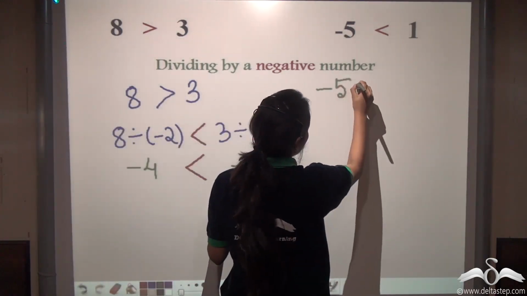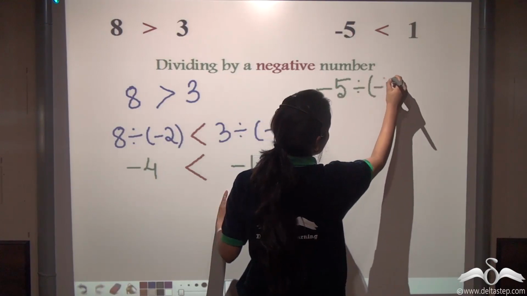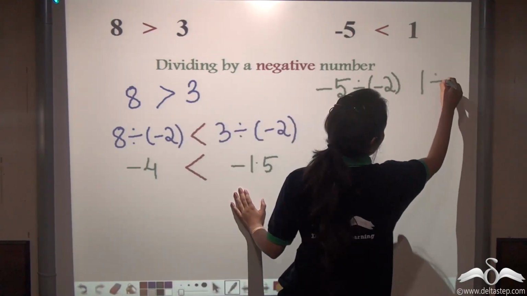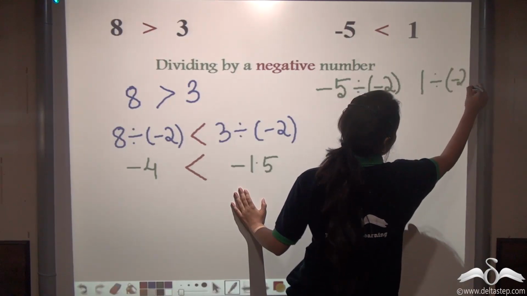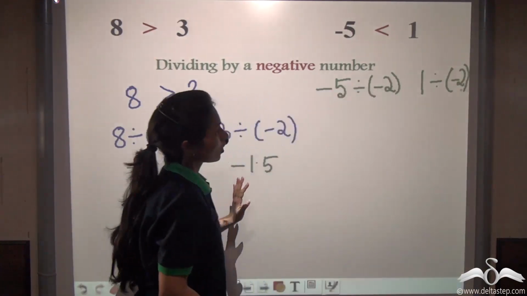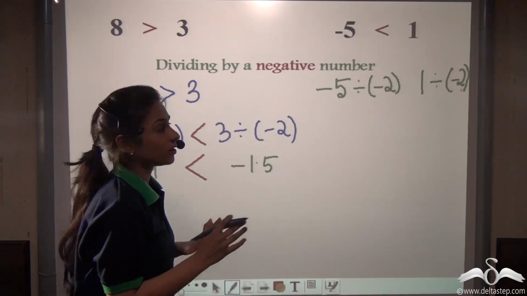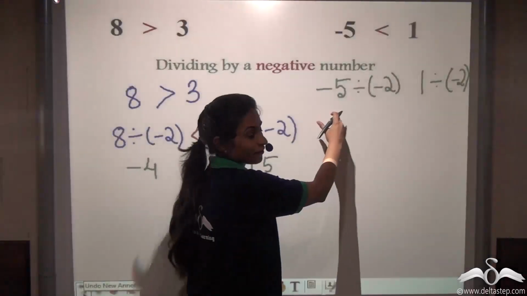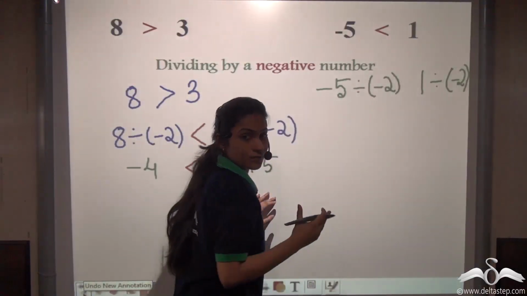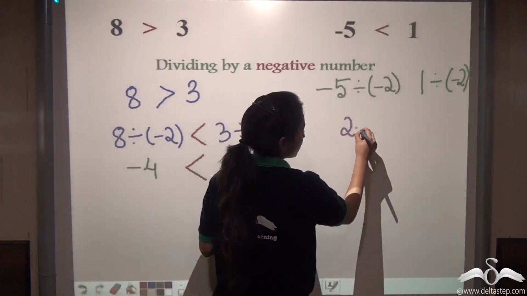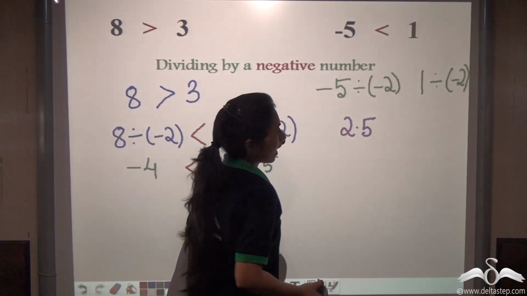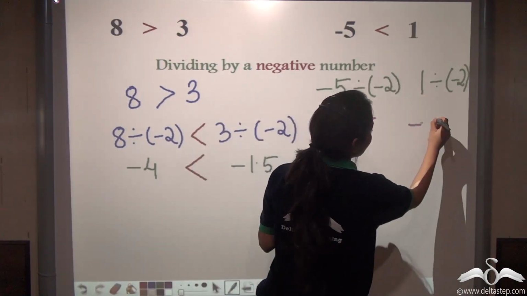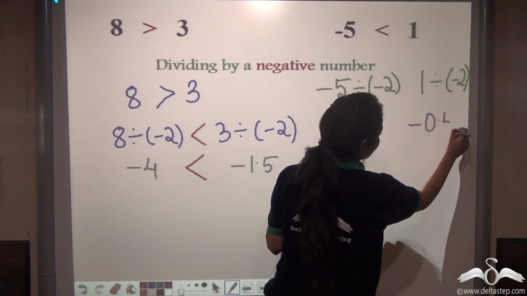Minus 5 divided by minus 2. And on the other side, 1 divided by minus 2. We are not putting the sign of inequation yet. See the result? Minus 5 divided by minus 2 gives us what? Positive 2.5. And 1 divided by minus 2 gives us negative 0.5.